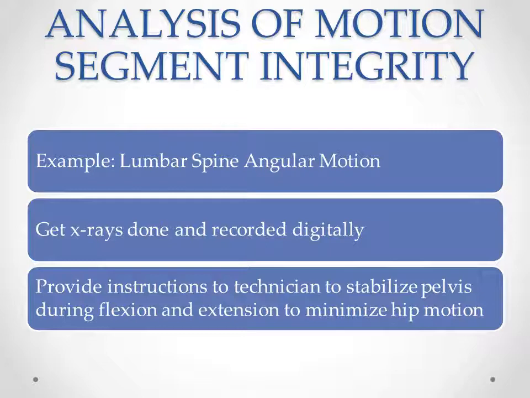So in order to measure lumbar spine angular motion, you need to have flexion and extension radiographs of the lumbar spine. And I always get these studies done at a local imaging facility where the x-rays are processed digitally. And having them processed digitally provides you with the measuring tools embedded right in the software that you can use to perform your measurements and assess the angular motion. So get the x-rays done and recorded digitally.